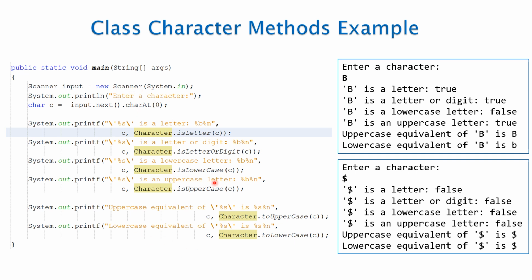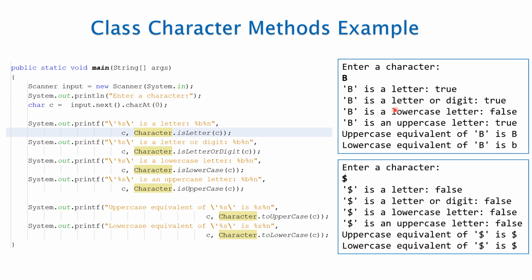Here's an example showing how to use the class Character methods. This program asks the user to enter a character, storing the input into the char variable C. Then it calls the 6 methods of class Character listed in the previous slide, passing the variable C as the argument. It also displays the value returned by each method call. Here are 2 sample runs of this program.